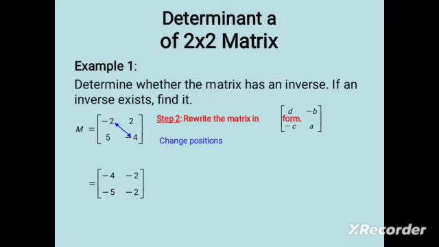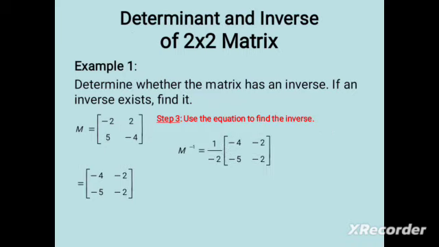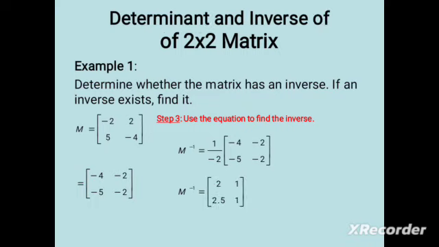That is our transpose. And now we come back, we use the equation to find the inverse. And now the inverse of M, that is M inverse, will be given as 1 over determinant, that is 1 over -2, multiplied by that transpose. And so we simplify our work to get that the matrix, the inverse of our matrix, that is M inverse, is 2, 2.5, 1.